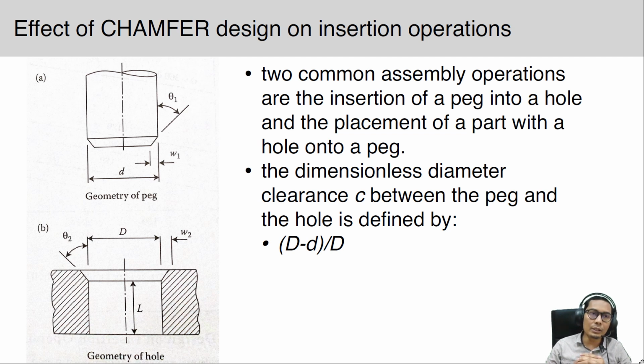You can see in figure A the geometry of the peg, and figure B is the geometry of the hole. So two common assembly operations are the insertion of a peg into a hole and the placement of a part with a hole onto a peg. The dimensionless diameter clearance, which is C, between the peg and the hole is defined by D minus d, the outer diameter minus the inner diameter, divided by the outer diameter.